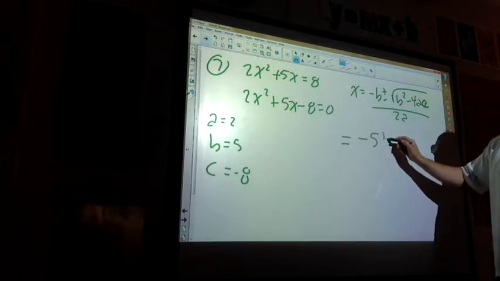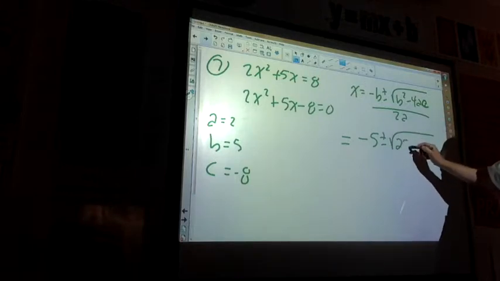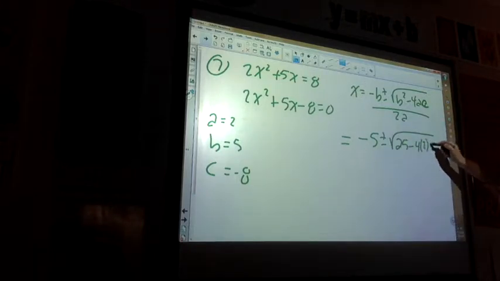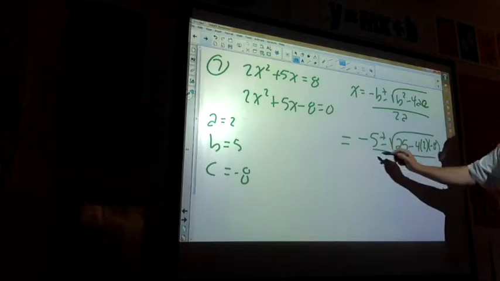Alright, negative 5 plus or minus the square root of 25 minus 4 times 2 times negative 8, all over 2 times 2.